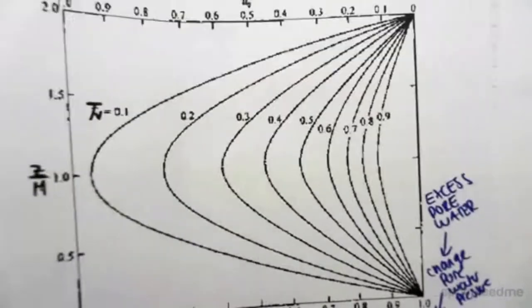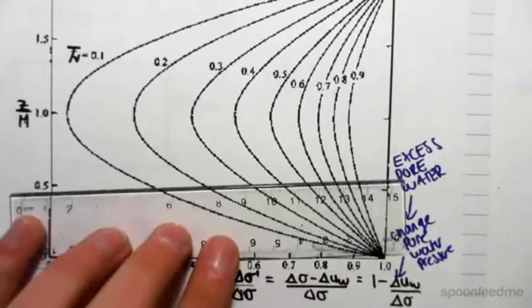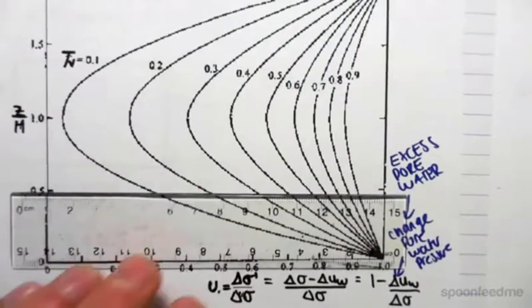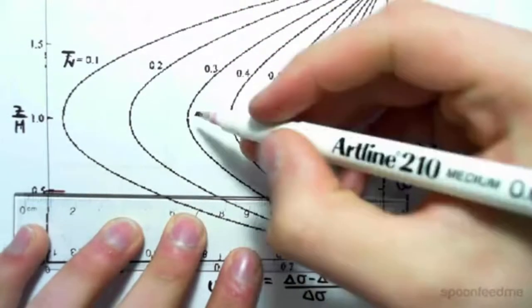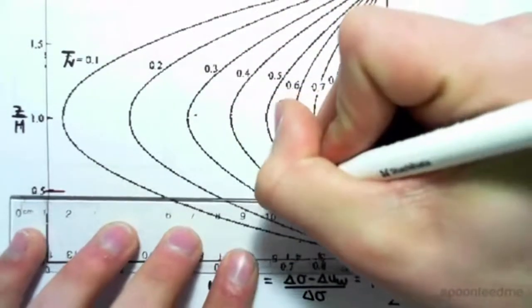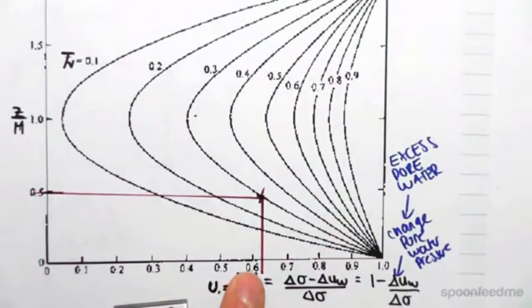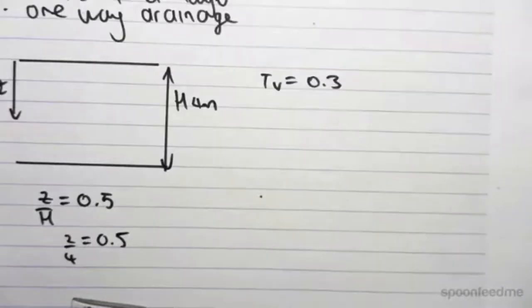We would then come across to this graph. So Z on H is a half and TV is 0.3. So we would draw a line from 1/2, which is here. TV 0.3 is on this curve, so it would intersect there, and then we come down there, and we get a value of about 0.62. Call it 0.62, which is U equals 0.62.